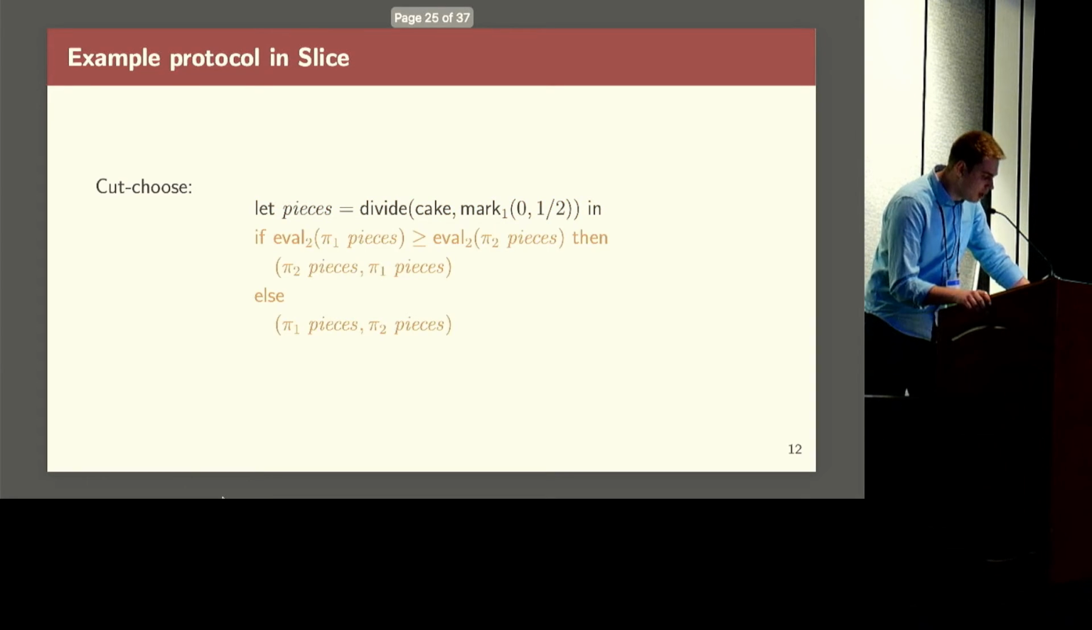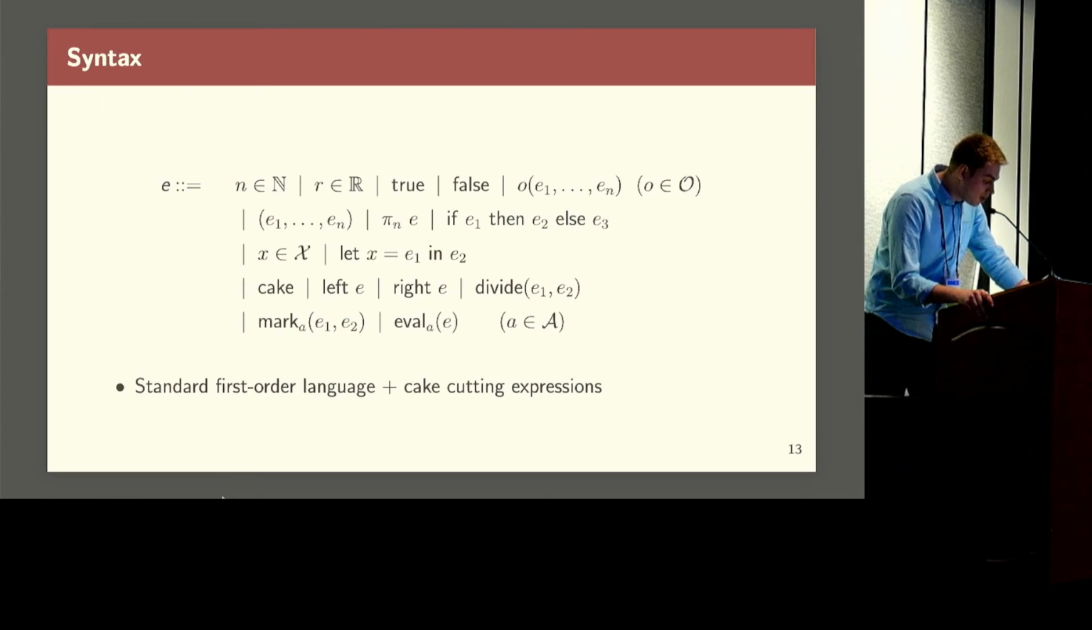Following this, we just need to get the preferences of agent 2. Here, pi is just a normal projection, like you might expect, and then we allocate accordingly to those preferences. So briefly, here's the syntax. I'll give you a moment to stare at it, but there's 2 pieces to this. The top part is just a standard first-order language, and the second part is the cake-cutting specific expressions.